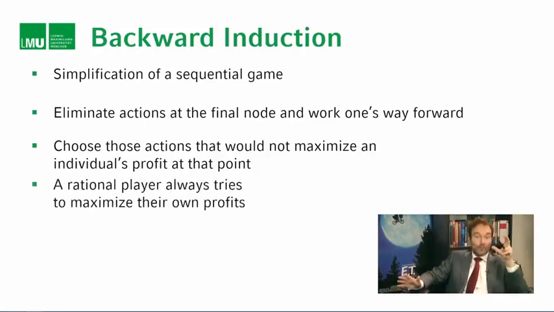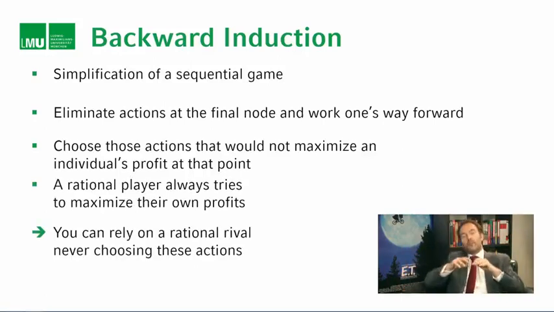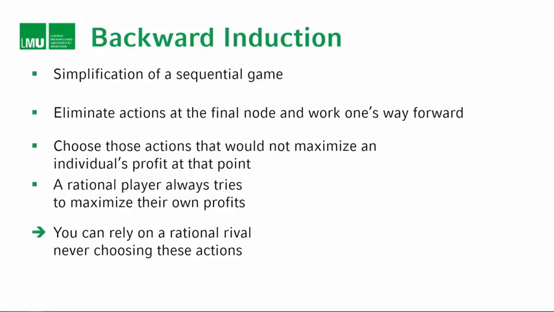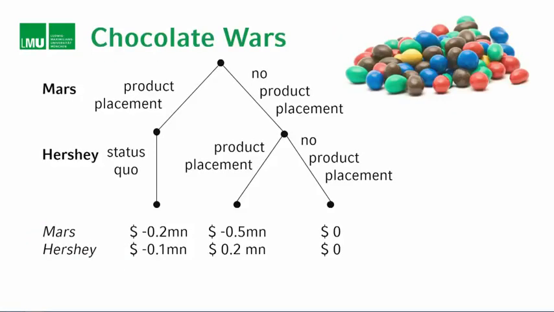And why do we do that? Because a rational player will always try to maximize their own profits. So therefore we will always rely on a rational rival never to choose these actions. Okay? Anything that doesn't maximize my own profit is not something that I'm going to choose. Okay? So let's take that example again.